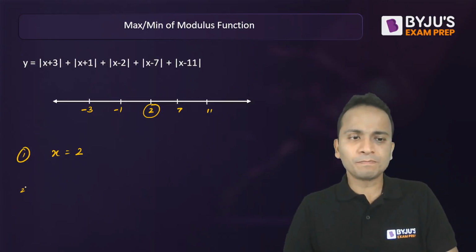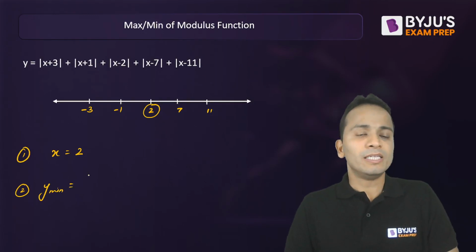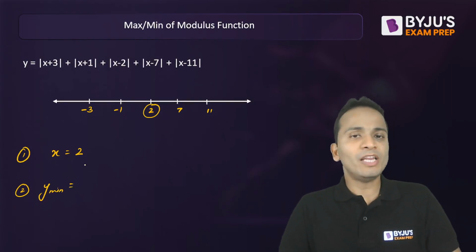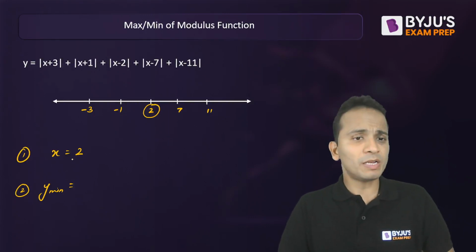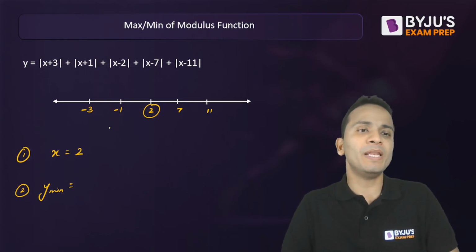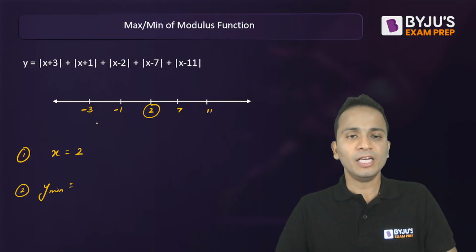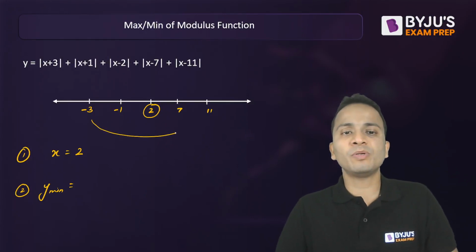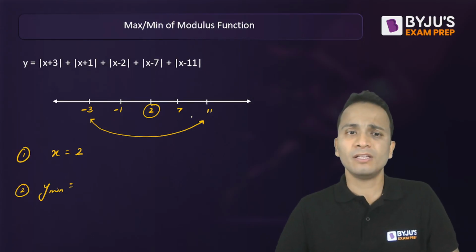Now the second thing which is important, the minimum value of y. You can calculate the minimum value of y by putting the value of x that you have calculated here. So if I put the value of x as 2 in the entire expression, I'll obtain the minimum value of y. There is another way of doing this, a faster way. Now look at these 5 points. First of all, calculate the distance between the two extreme points. Minus 3 and 11, the distance between them is 14.